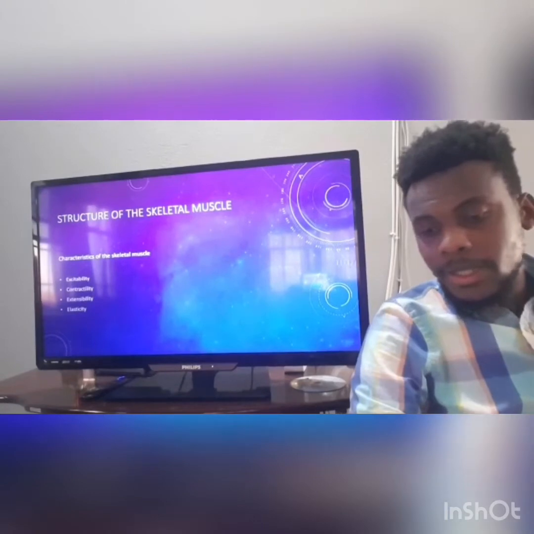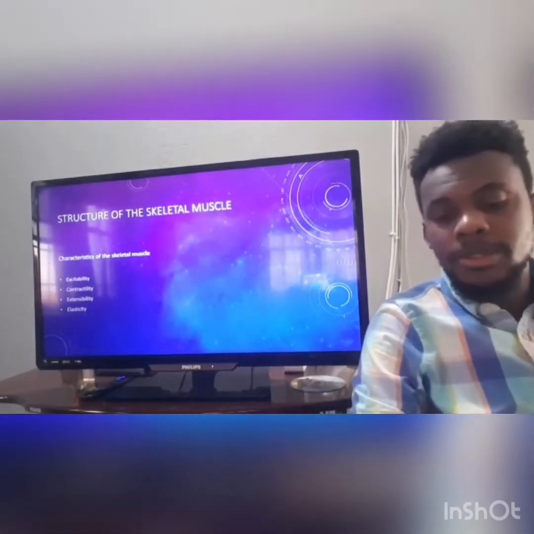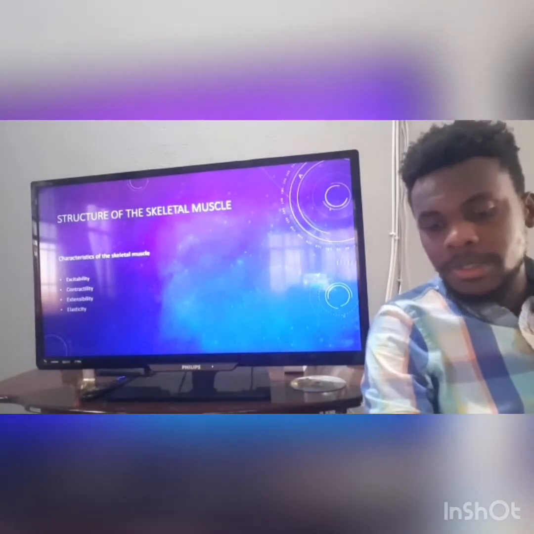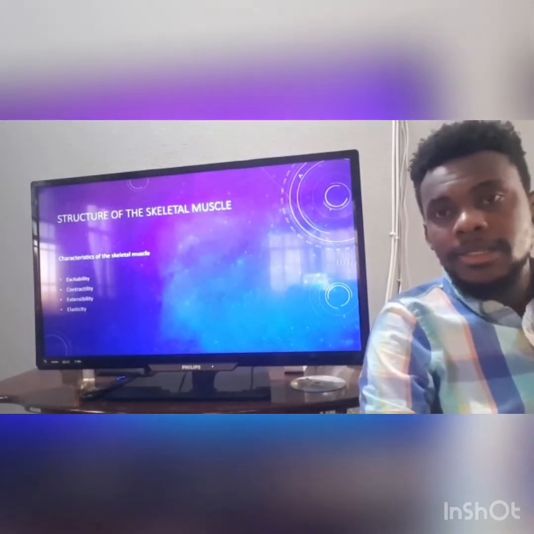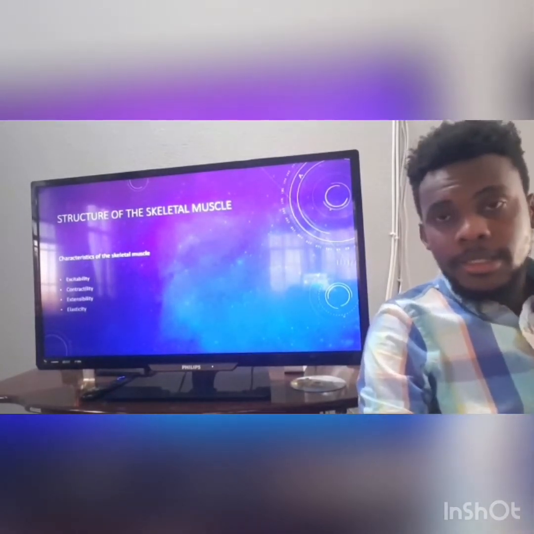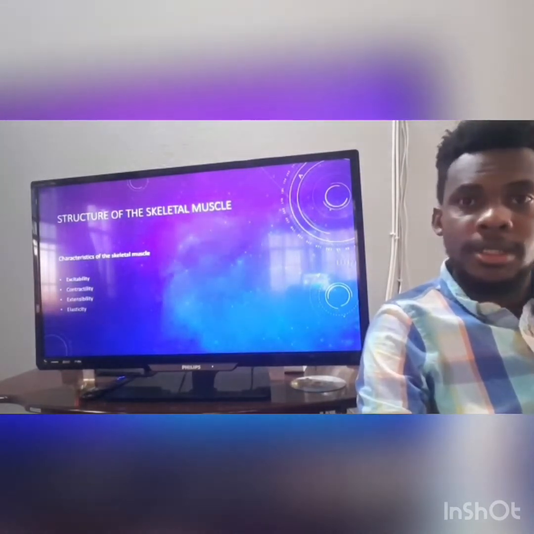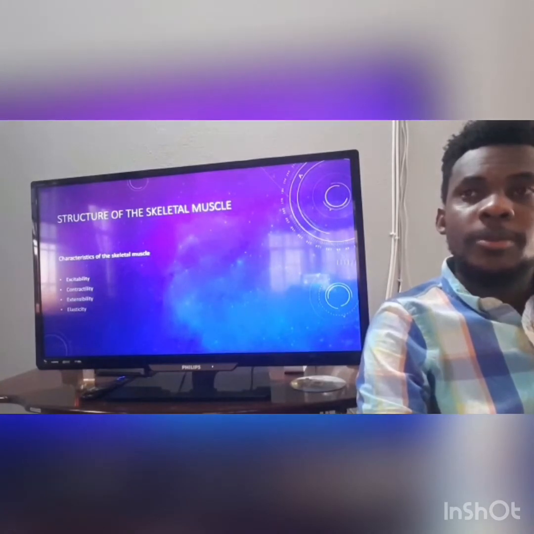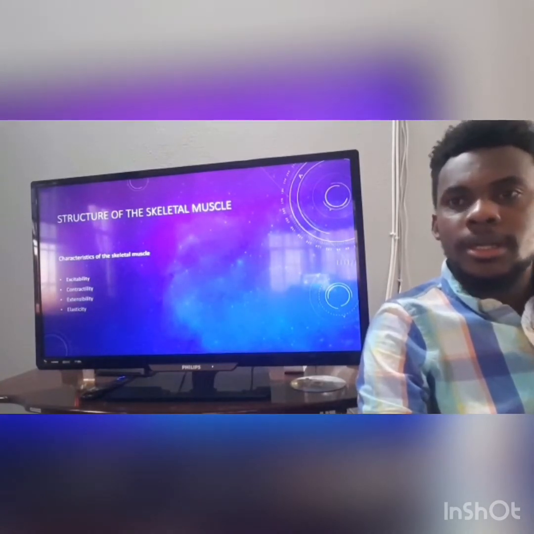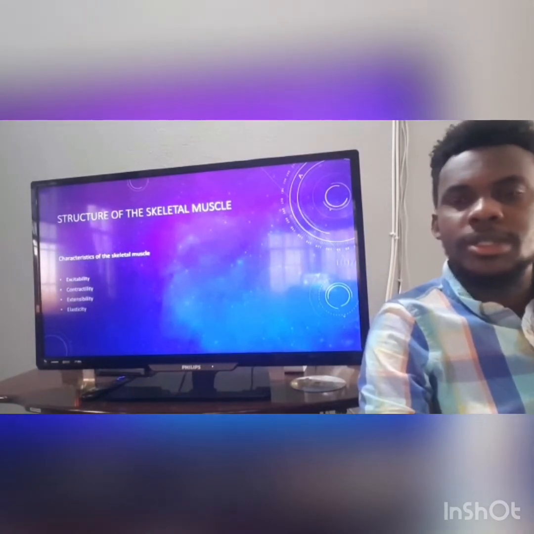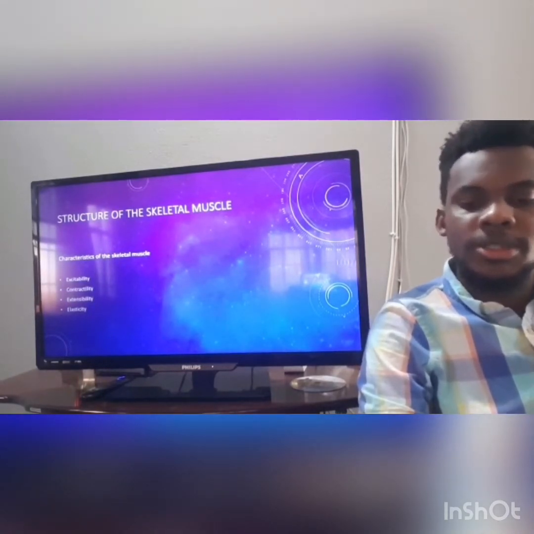So we want to look at the characteristics of the skeletal muscle firstly, right? The skeletal muscle has excitability, contractility, extensibility, and elasticity. The excitability in the skeletal muscles comes from being able to pick up chemicals, and it could generate an action potential which could create change in the muscle, right, or movement.